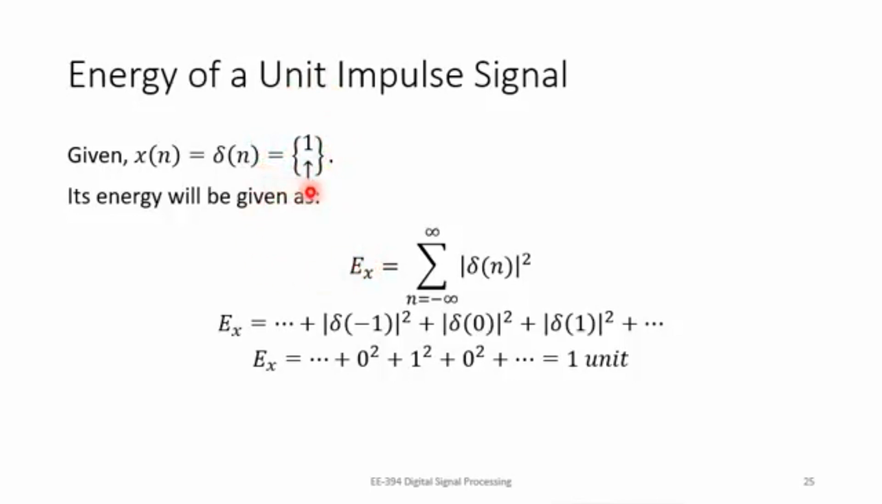If we look at what I just described in words in mathematical format, it is all given here: 0 plus 0 squared plus 0 squared plus 1 squared plus 0 squared plus 0 squared and so on. You end up with 1 unit. So the energy of a unit impulse signal is 1 unit, and this is an example of an energy signal.